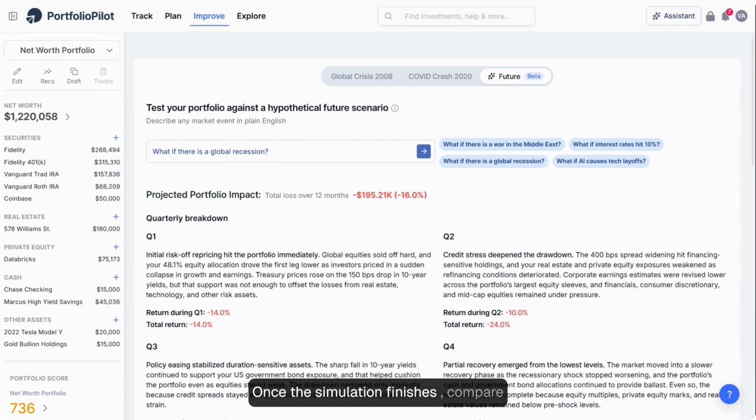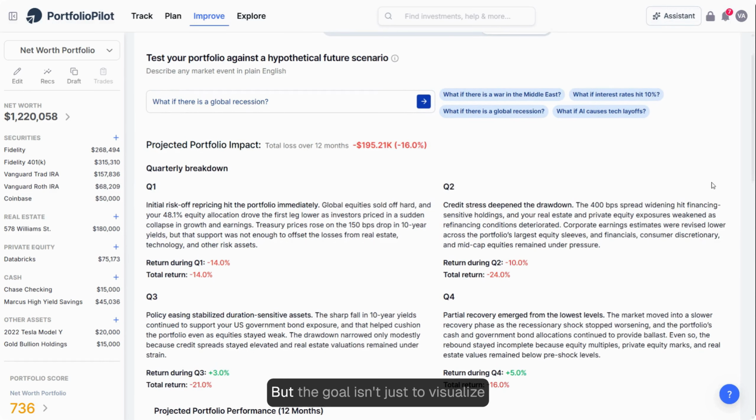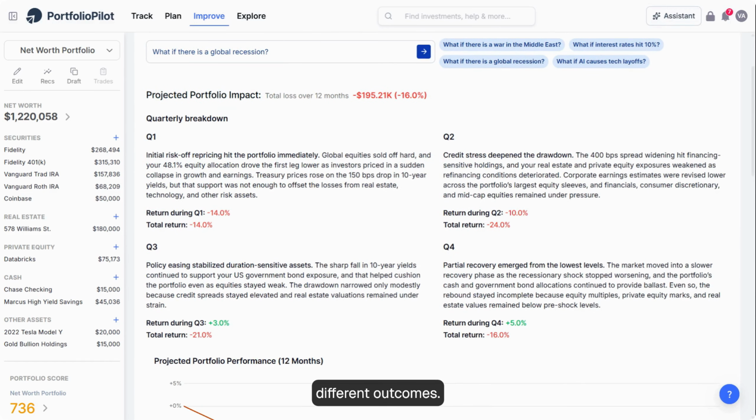Once the simulation finishes, compare the projected impact with the earlier recession scenario. Because the underlying assumptions are different, the results are different as well. That's the value of custom stress testing. You can quickly compare different market environments and understand how each one could affect your portfolio. But the goal isn't just to visualize different outcomes. Throughout PortfolioPilot, these simulations help power more informed portfolio analysis and recommendations, so you can understand not only what might happen, but also what you may want to do about it.